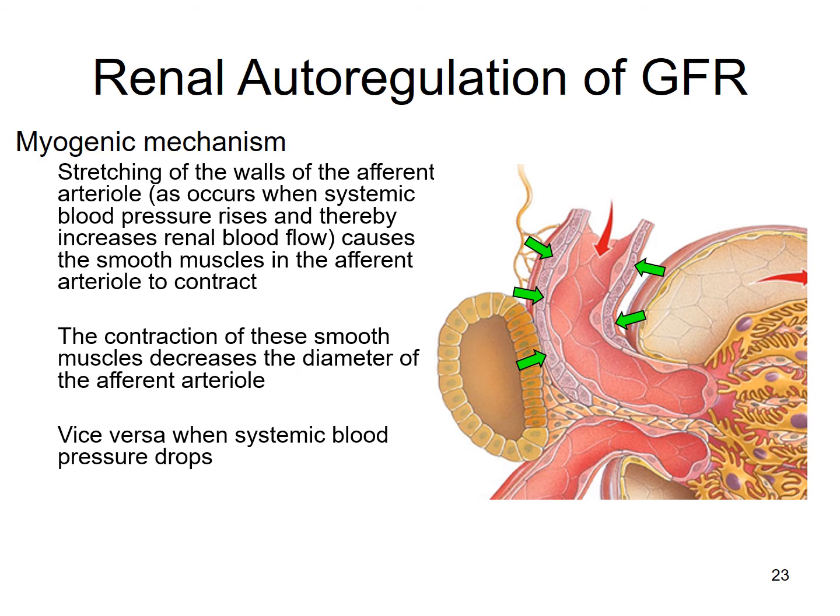Now, it's vice versa when the systemic blood pressure drops. If you go into lower blood pressure, then the afferent arteriole will actually expand. This happens because the smooth muscles in the afferent arteriole will relax under less pressure. So this myogenic mechanism can help compensate for changes in systemic blood pressure. This is something that works within seconds, so this is a very quick response.